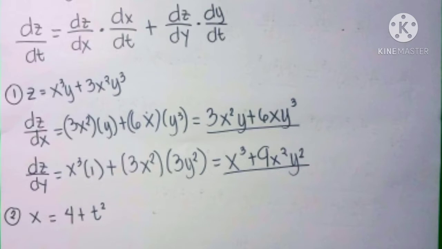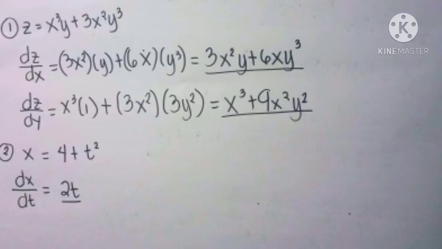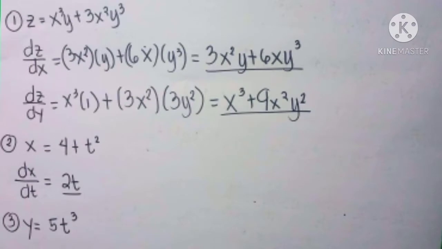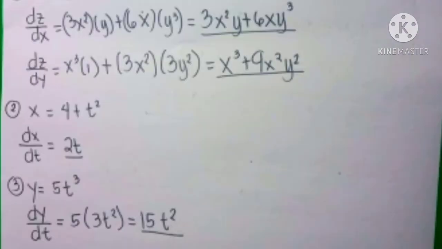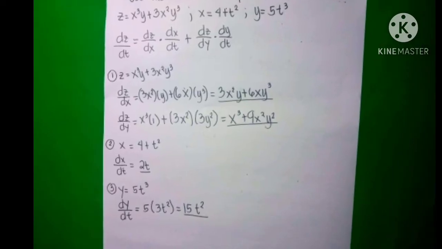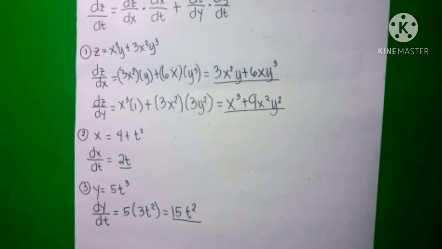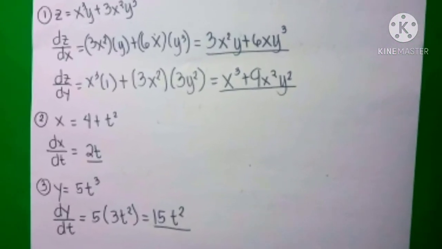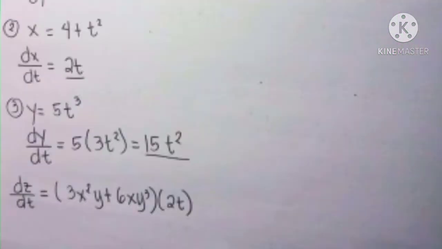Next we have to determine dx over dt and dy over dt. We have x equals 4 plus t squared, so the derivative of x with respect to t equals 2t. And for y, we have 5t cubed, so dy over dt equals 5 times 3t squared, which equals 15t squared. Now we have everything that we need in order to find dz over dt. So now let's substitute.